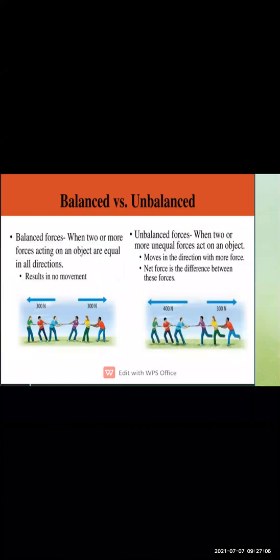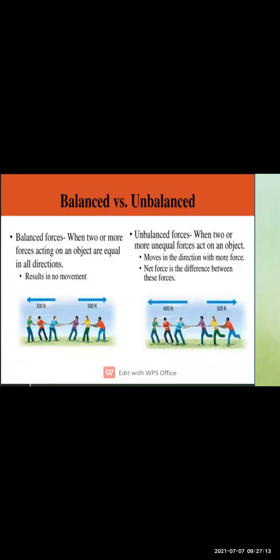Then the next example is balanced force and unbalanced force. So what is balanced force? When two or more forces acting on an object are equal and opposite in direction, that time we can say that it is a balanced force. For example, a rope is given to two groups of students and they are asked to pull. If both sides of students are applying equal force, that time we can say that it is a balanced force.